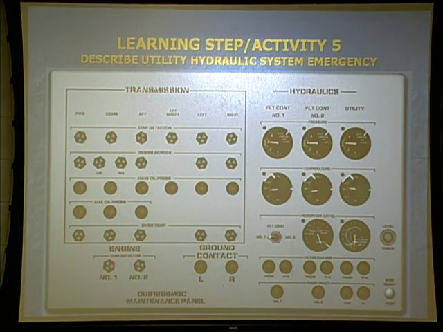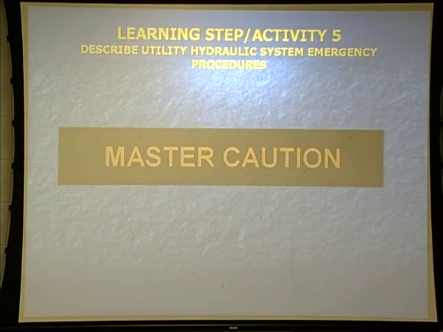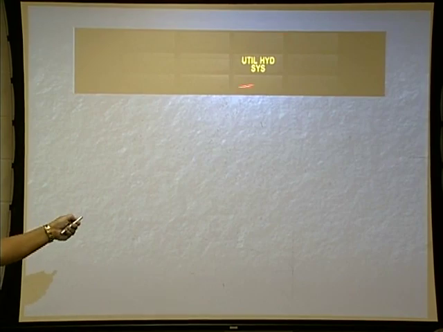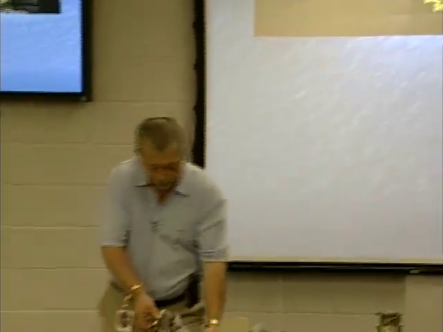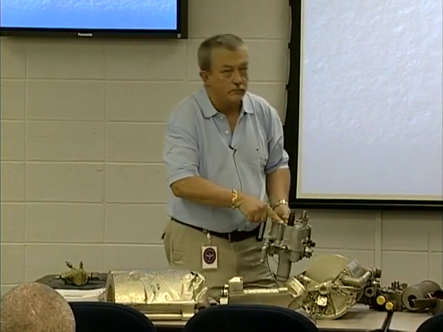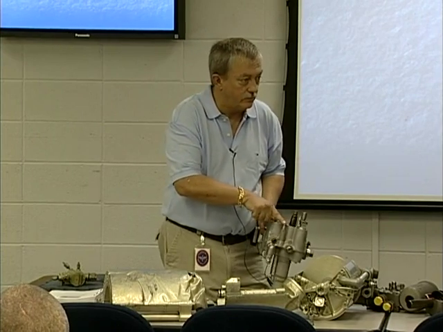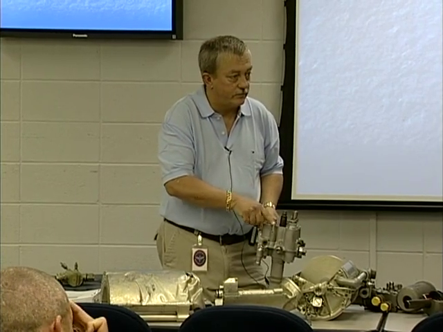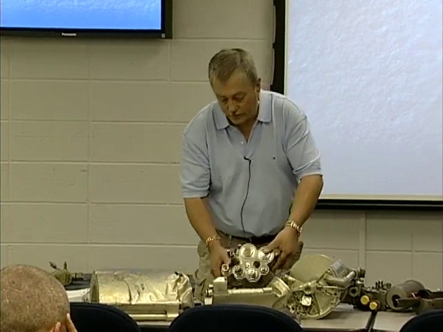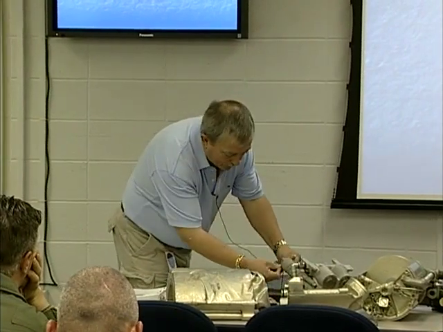All right, some of our emergency procedures. Flying along fat, dumb, and happy. Master caution panel illuminates. You get the utility hydraulic system light. What made that light come on? Anybody remember what that was called? It's a switch. It's my pressure switch, located on my pressure control module.